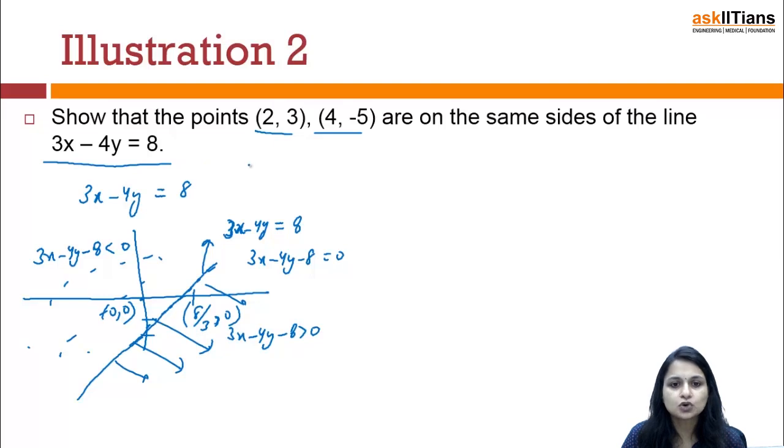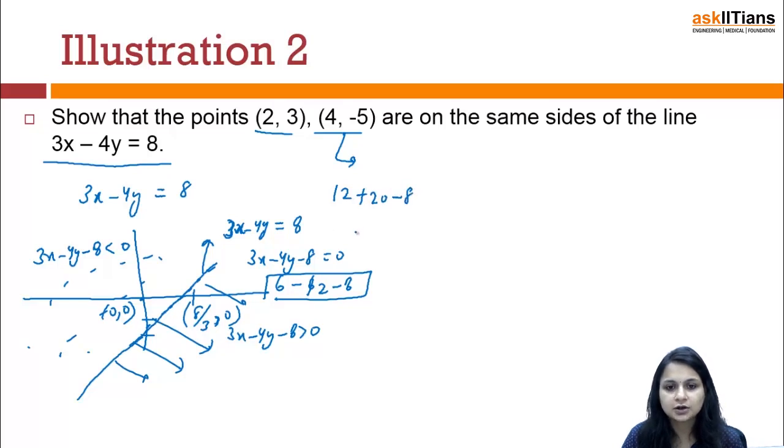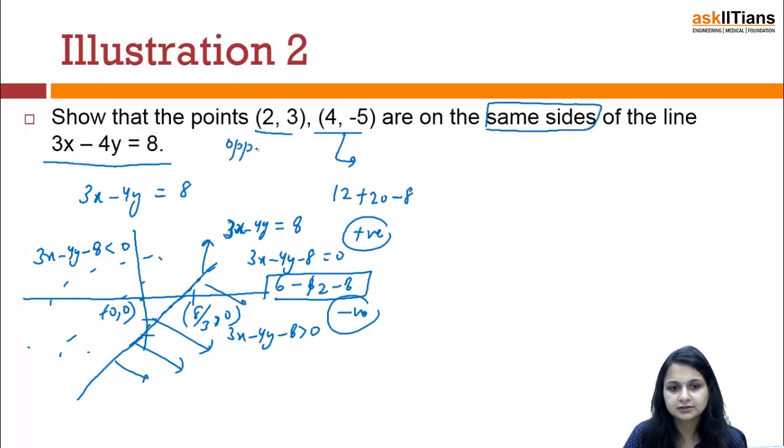Now let us see 2 comma 3, what it gives. 3 2s are 6, minus 12, minus 8. So this is negative, right? That means it will lie here. What about 4 comma minus 5? 3 4s are 12, and this would be plus 20 and minus 8. So this is positive. So you can see that one is negative, another is positive. So I can say that they will not lie on the same side, they will be on the opposite sides.